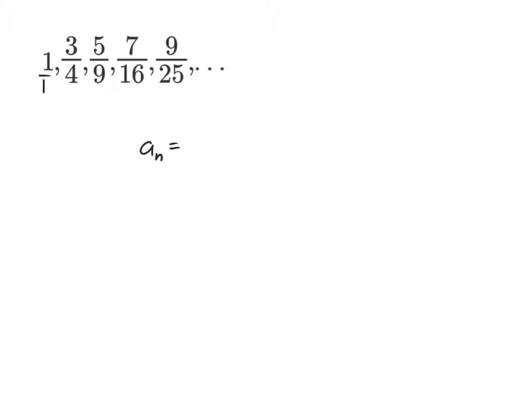Now I'm going to look for a pattern. That's the main thing with these problems. You have to look for patterns. Well, I can't see any patterns with the actual numbers, so I'm going to look and see if I can find any patterns on the top and any patterns on the bottom. So we have 1, 3, 5, 7, 9. And I see that those are all the odd numbers.